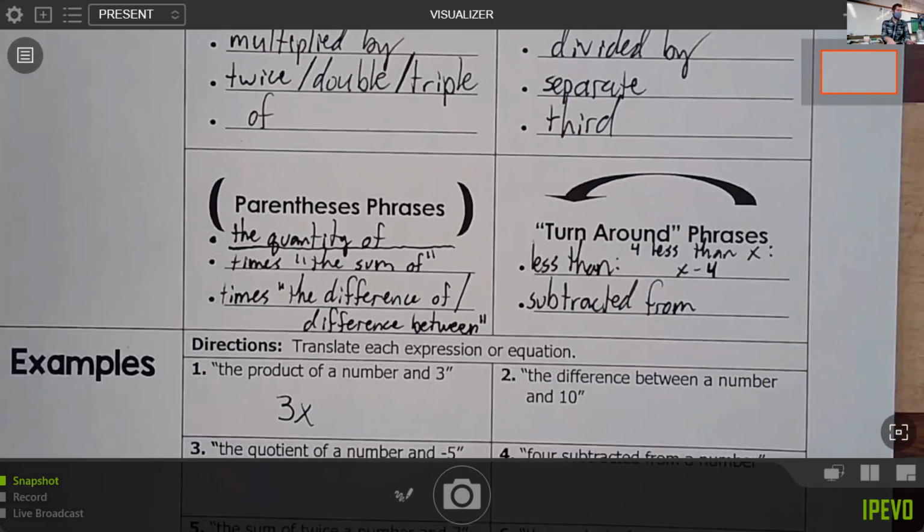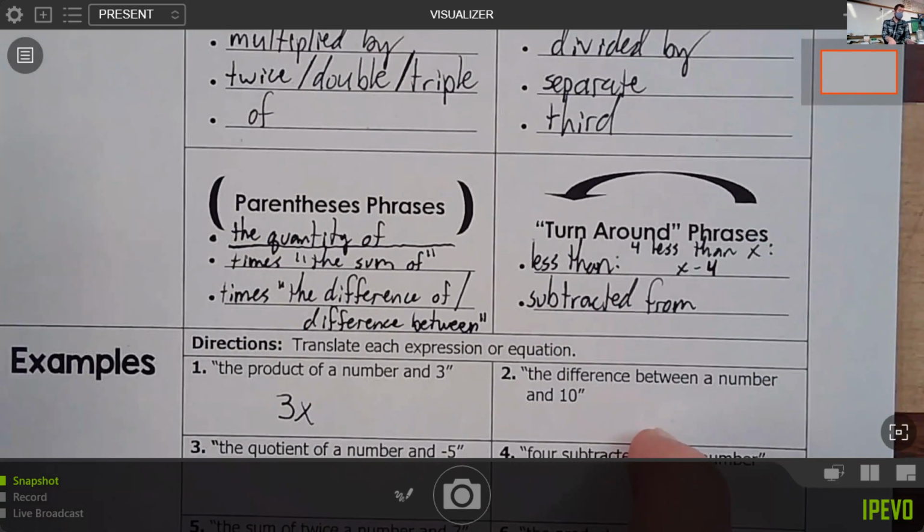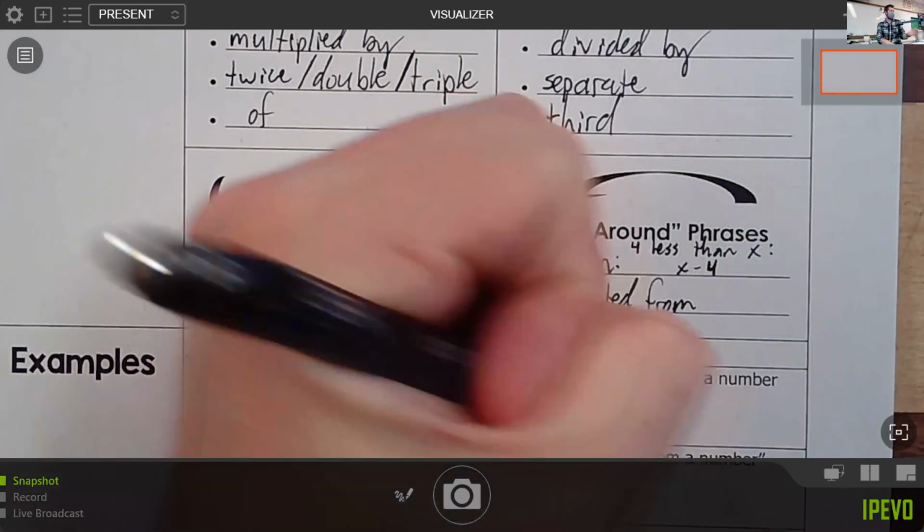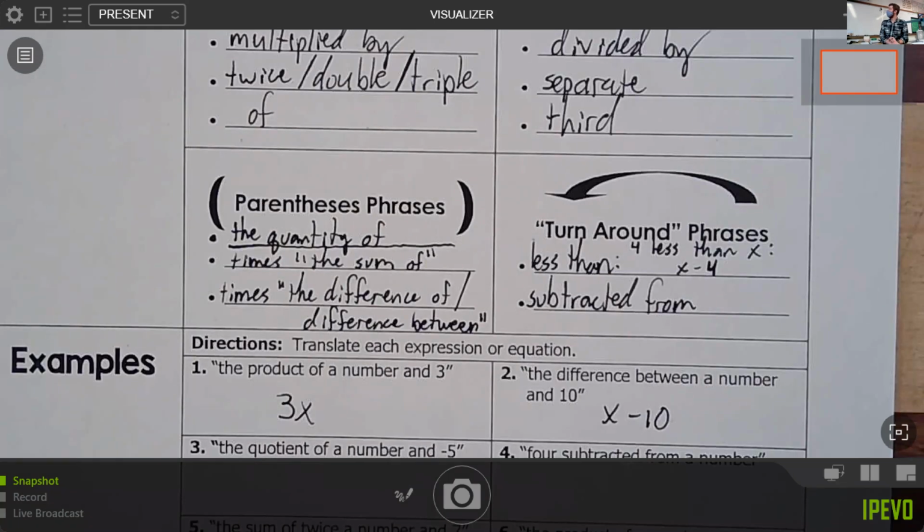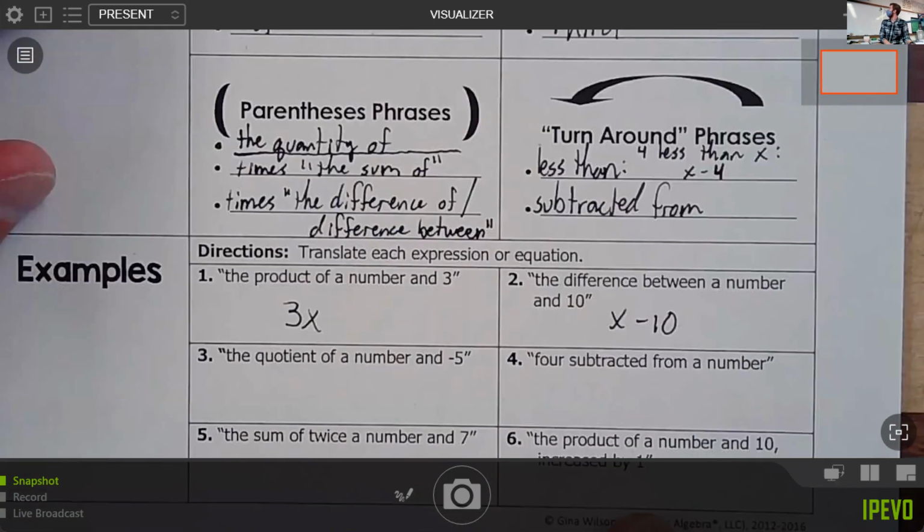Subtraction. Is this one of our turnaround phrases or not? No. So we're going to have our variable number minus the number 10. So x minus 10. That's the difference between a number and 10. So subtraction. All right. Next one is the quotient of a number and -5.